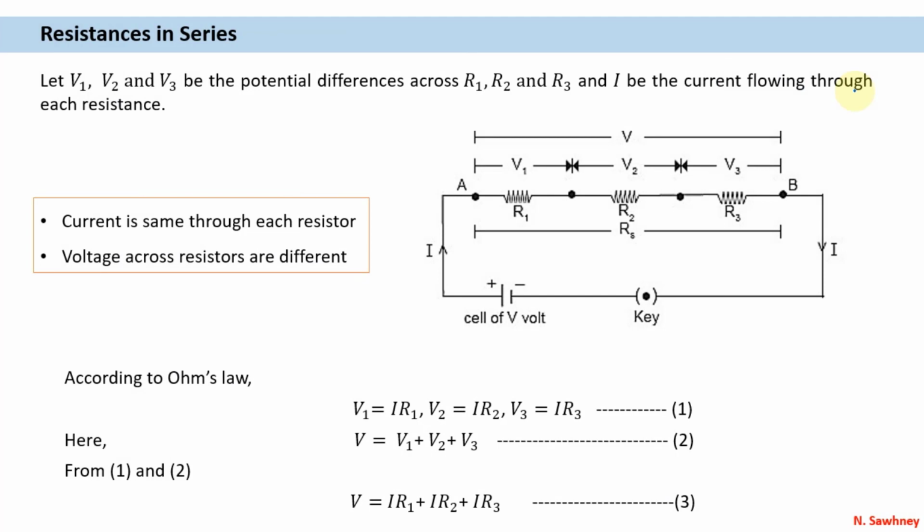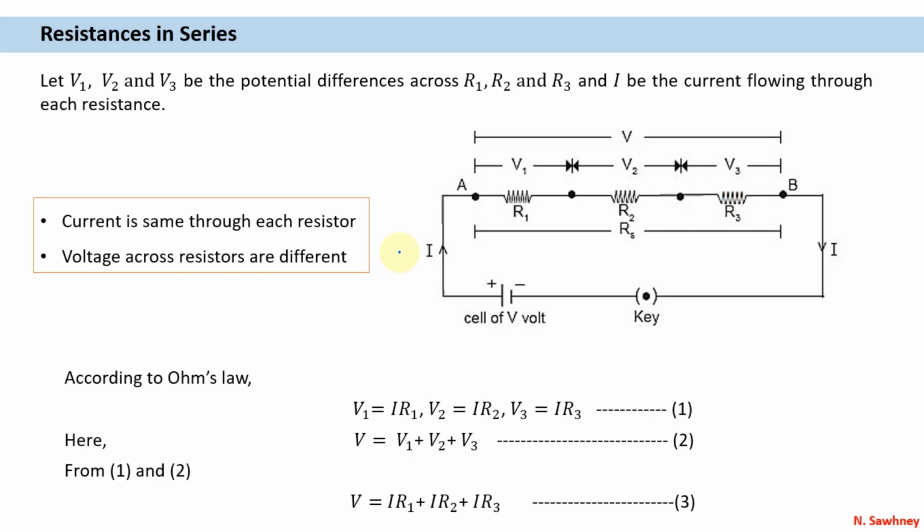Let us start with resistances in series. Here we have considered three resistances R1, R2 and R3. The first terminal of resistance R1 is connected to the positive terminal of the battery, and the second terminal of resistance R1 is connected to the first terminal of the resistance R2. Similarly, the second terminal of resistance R2 is connected to the first terminal of R3, and the second terminal of R3 is connected to the negative terminal of the battery of potential V.